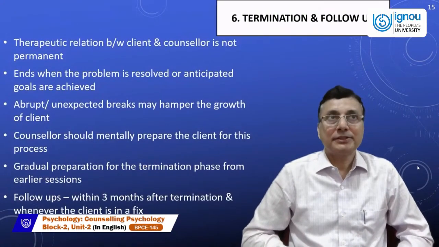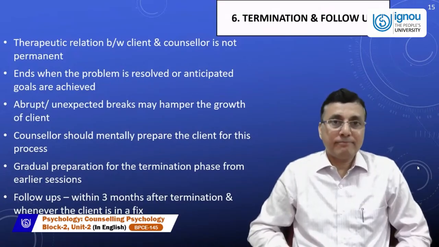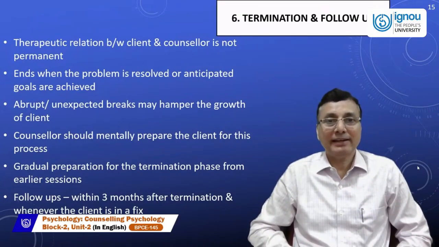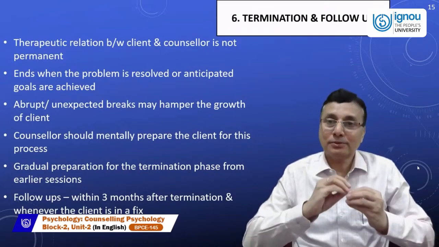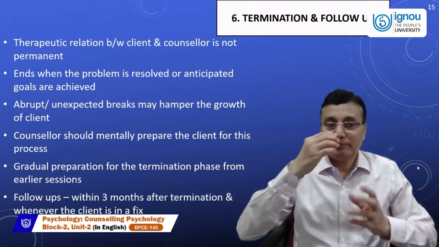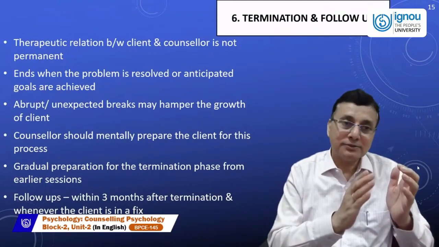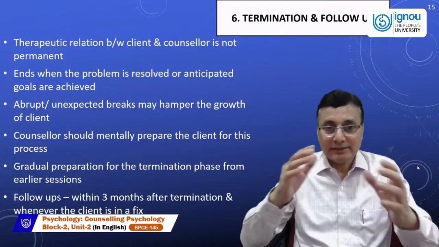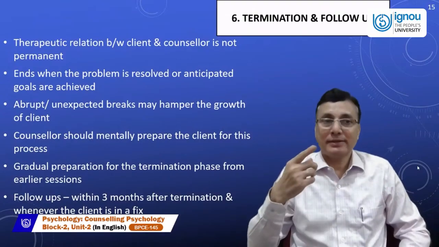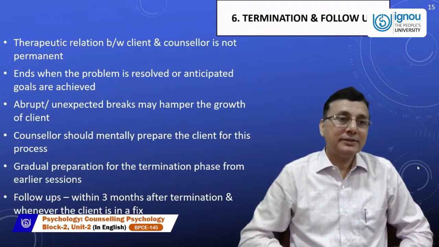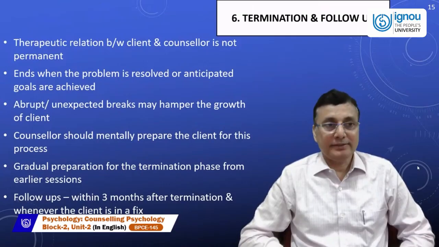Coming to the sixth step, termination of the counseling and then follow up. Basically, the therapeutic relationship between client and counselor is not permanent. It means you have to terminate. It should not go on for a longer period, like 5 or 6 years of counseling with one client. The counseling should have some goal, and the goal should be achieved within a limited time frame. Once the goal is achieved, you have to terminate the session. The session ends when the problem is resolved or anticipated goals are achieved.